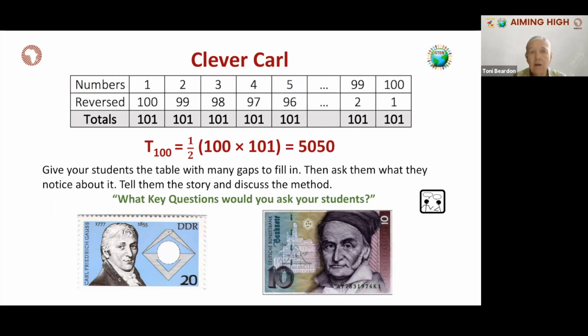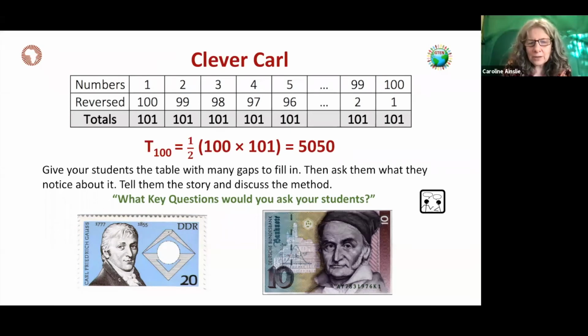And this is Carl's method. It works if you add a sequence like 2 plus 5 plus 8 plus 11 plus 14 plus 17, where you start off at 2, not at 1, and instead of adding 1 each time, you add 3 each time. But if you reverse the sequence and do exactly what Carl did, you can sum that arithmetic sequence, and any arithmetic sequence.